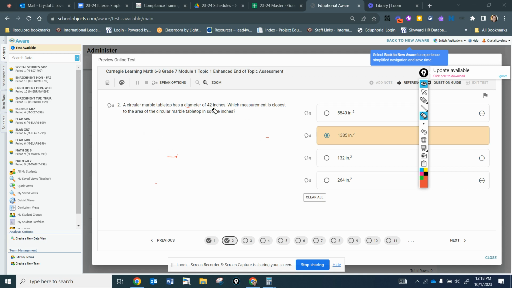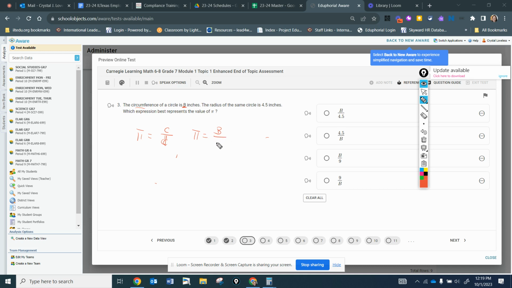Okay, so let's go down to number 3. The circumference of a circle is b inches. The radius of the same circle is 4.5 inches. Which expression best represents the value of pi? Okay, so remember, pi equals circumference divided by diameter. Now they're giving us our circumference in a letter, b. So pi equals b, because that's circumference. It tells us circumference is b over diameter.